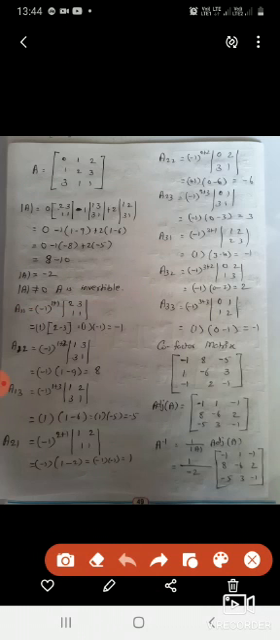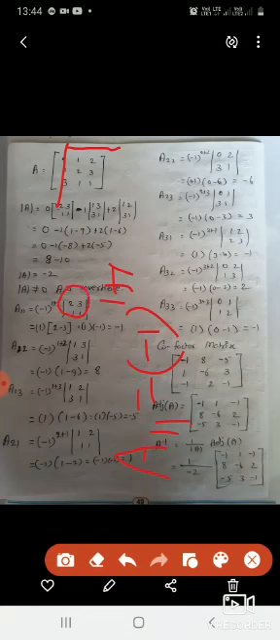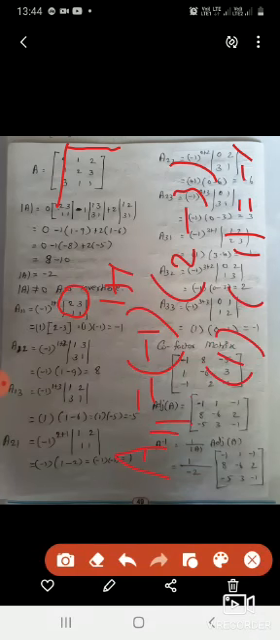Listen, A11. First A11. A11 means minus 1 the whole power 1 plus 1. First row, first column I am leaving. We are getting 2 3 1 1. Now I am expanding this one, 2 into 2, 1 into 3. So minus 1 the whole square is 1. The first value is minus 1.